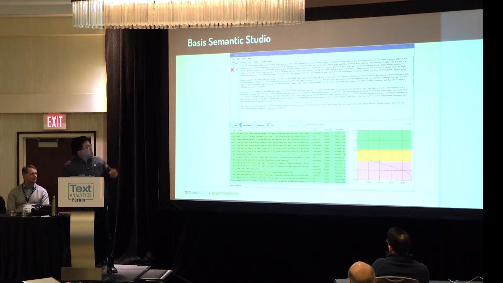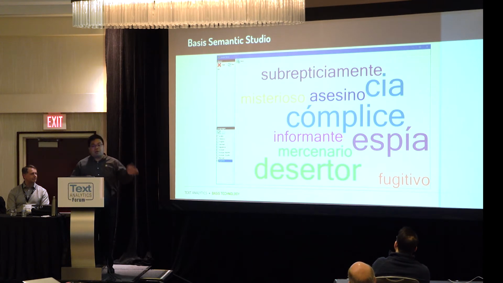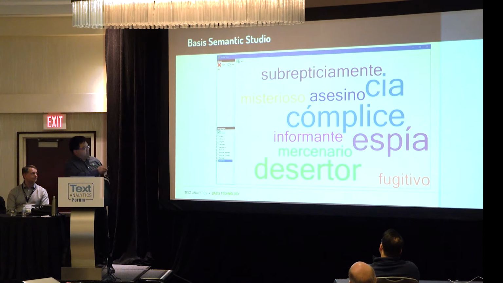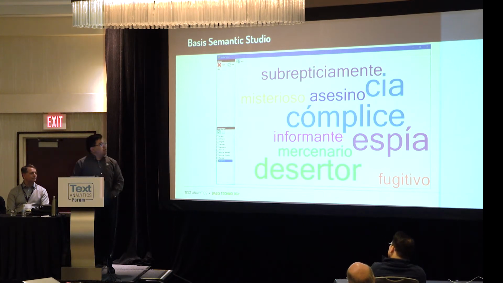So to expand upon it further, we can also go across languages and find similar terms in terms of how they're used. In this case, I typed in the word spy in English, and I selected Spanish. So these are all the Spanish terms that are very similar to the English term spy. You get some of the usual suspects like you can see CIA in there, but also other things like misterioso, mysterious, or mercenario, a mercenary. These are words that are used in similar ways in Spanish to describe the English term spy.